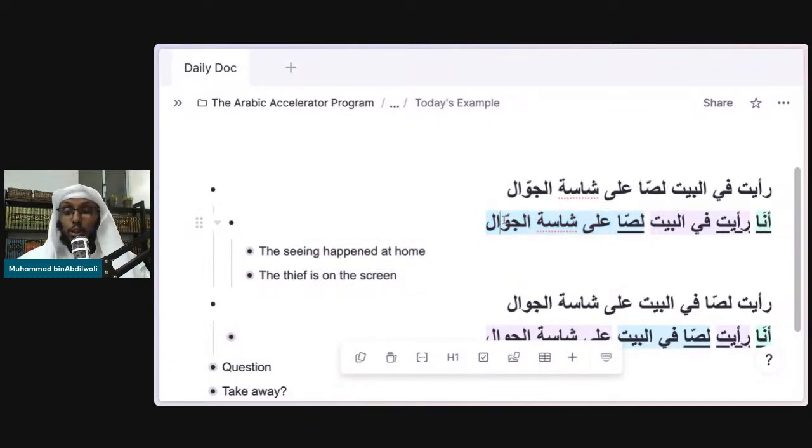It's basically you're at home, and on your phone screen you can see a thief. Maybe you're watching a YouTube video. صح? So you're at home, and the seeing is happening at home. That's where the verb is happening. And the thing you're seeing is a thief. Where is that thief? On your phone screen.